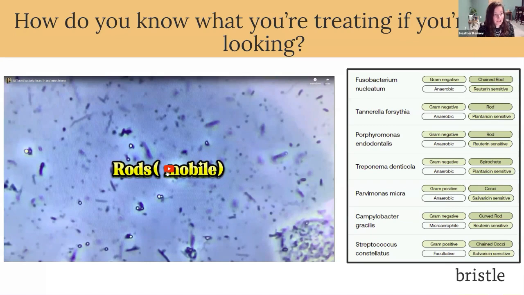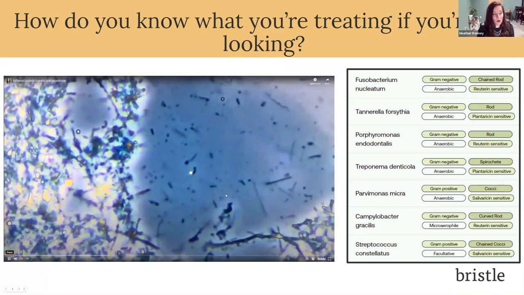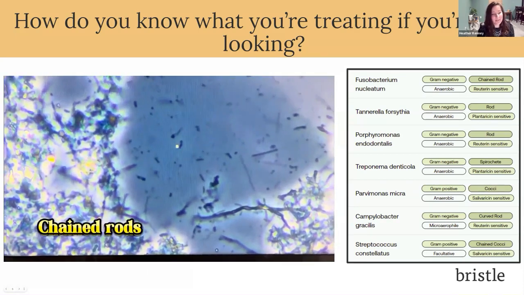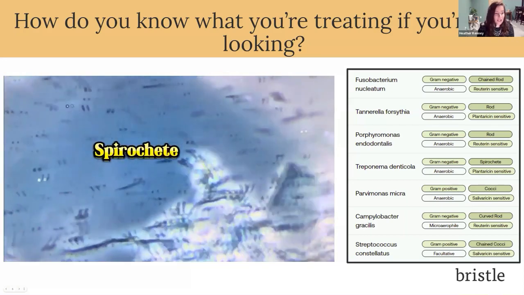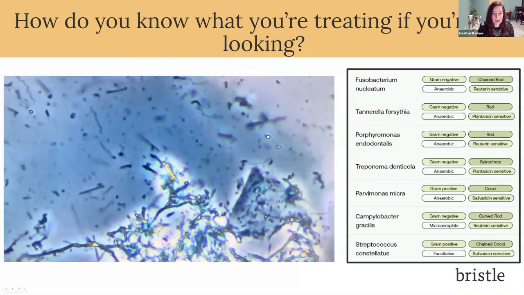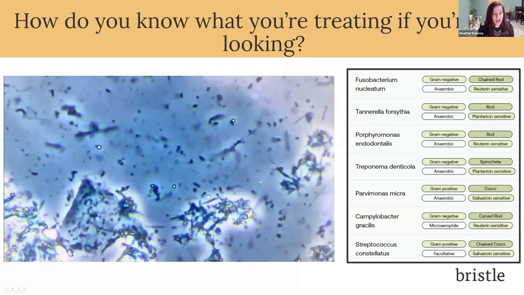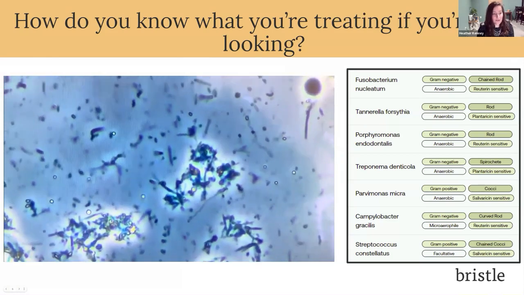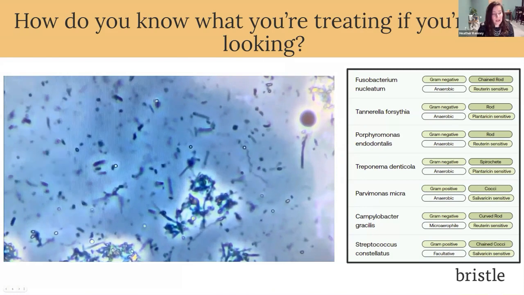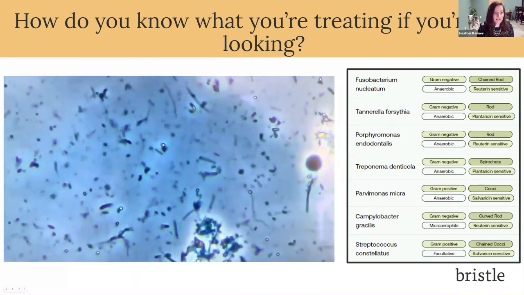Phase contrast microscopy gave me a really great understanding of what was going on in the mouth, but it didn't really give me a good diagnostic. This is a pretty cool video of what the oral microbiome looks like. Some of us haven't looked under a microscope since hygiene school, but we have our chained rods, our spirochetes, our spinning rods, cocci. When I started using phase contrast microscopy, I didn't really know what an unhealthy slide looked like.